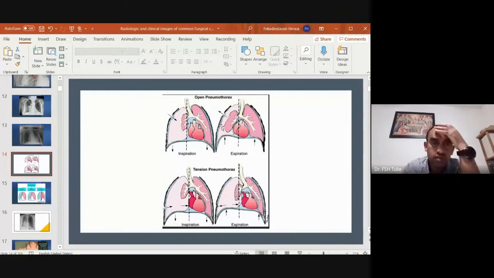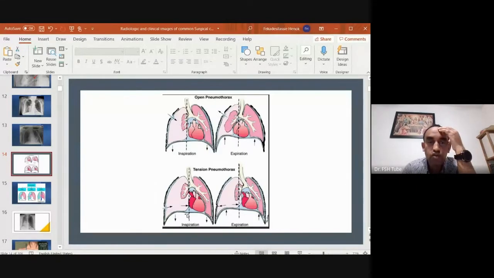So open pneumothorax means you have that two-way direction flow. The air can go in and it can go out. If there is an open wound in the thoracic cavity, two possibilities, right? Especially when we're talking about thoracic trauma, there could be a penetrating injury to the chest and you may have an open wound. That open wound could allow air to go in and to go out. So there is no tension, okay? During inspiration, air will go in. During expiration, air will go out. That's because of the pressure difference, right?